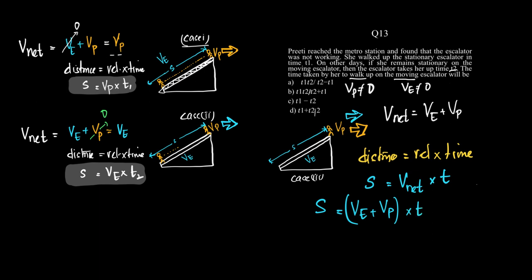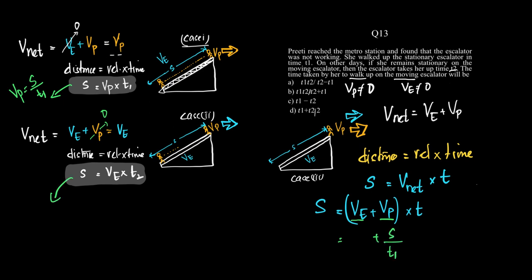Now, what is the value of Ve and what is the value of Vp? From the first equation, Vp is equal to s by t1. So here we can write Vp as s by t1.